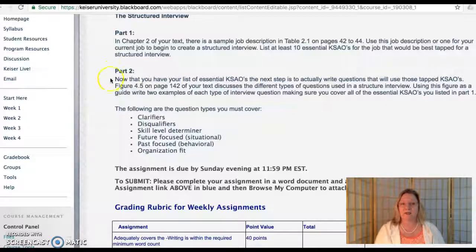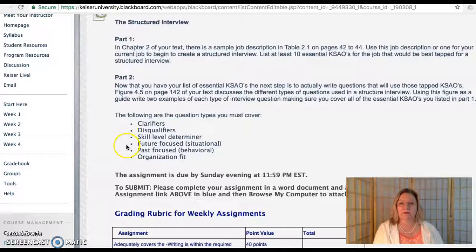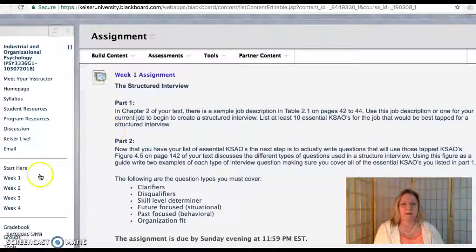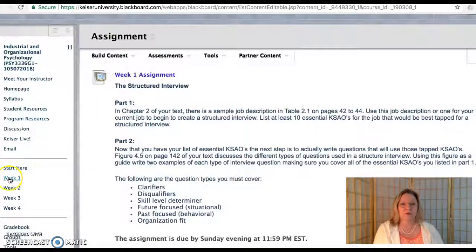Those are KSAOs. Then you'd have your questions that you have to cover: clarifiers, disqualifiers, skill level determiner, future focus, situation, past focus, behavioral question, and organizational fit. This means that when you present part two, you're going to take your part one KSAOs and put two under each of these. Okay, hopefully that clarifies how to do the assignment.